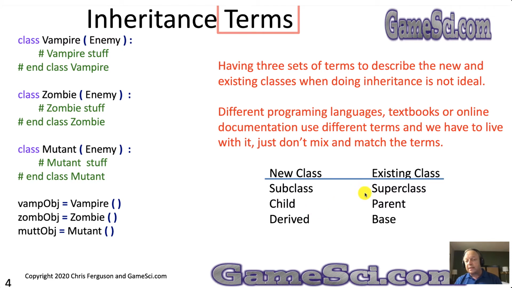Do not mix and match these terms. Try to keep them together. Now, why did it all happen this way? Because different professors who teach programming decided to use different terms. Professor A wrote a book and used parent and child class. Professor B wrote a book and used subclass and superclass.